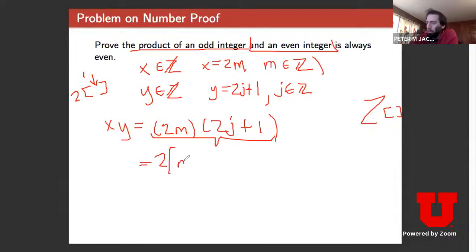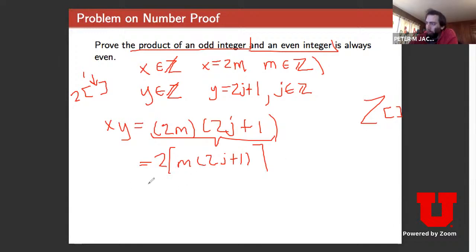Just to illustrate what he was saying, he's going to factor out the 2, and then he's going to multiply m by 2j plus 1. But here he recognizes that integers are closed under addition. So 2j plus 1 is an integer, and m is an integer. And integers are closed under multiplication. So that means that m times 2j plus 1 is an integer. And we're multiplying it by 2, so we know that x times y is even because we've just shown that it's 2 times an integer.